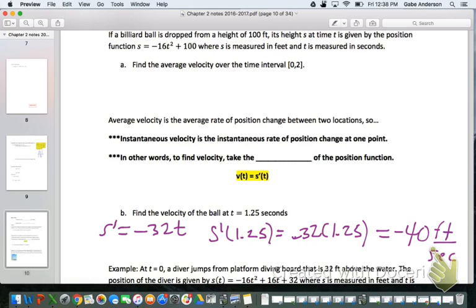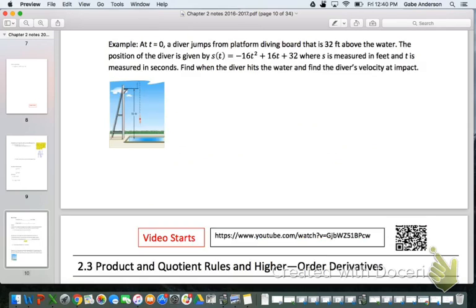Okay. You guys good? Okay. Let's take a look at our diving board question. Let's do the diving board question here, and we'll be done with 2-2. If you're an auditory learner, listen or read. Here we go. At t equals 0, a diver jumps from the diving board that is 32 feet above the water. The position of the diver is given by S of t. You can see it right there. S is measured in feet, t is measured in seconds. Find when the diver hits the water. We'll do that first. And then find the diver's velocity at impact with the water.